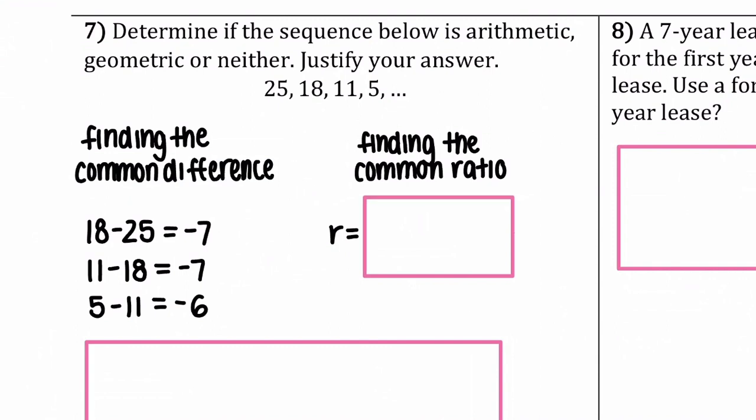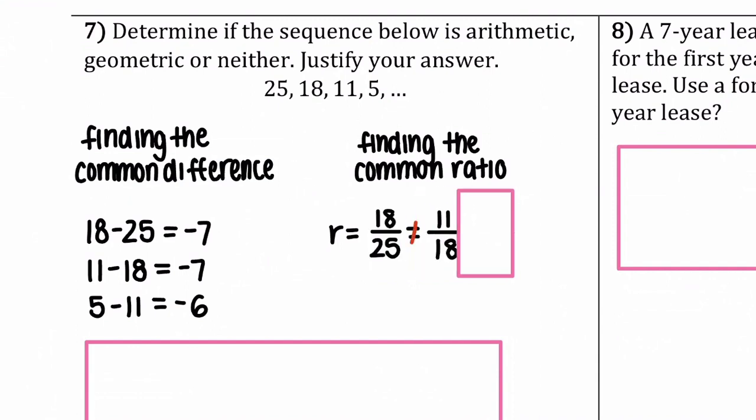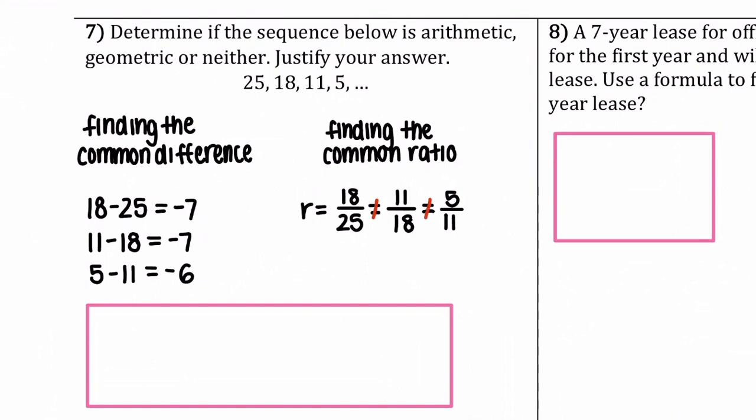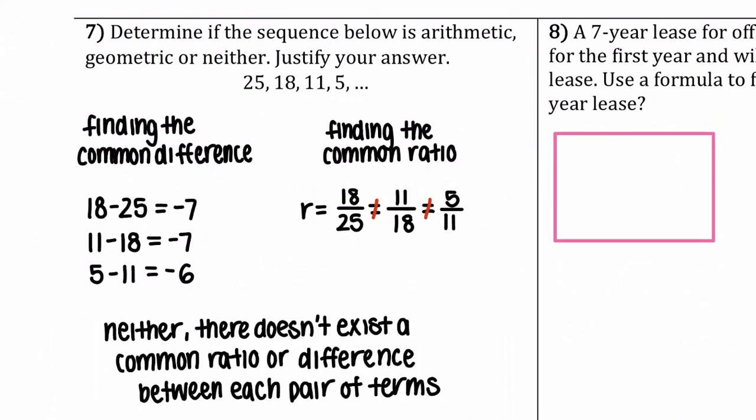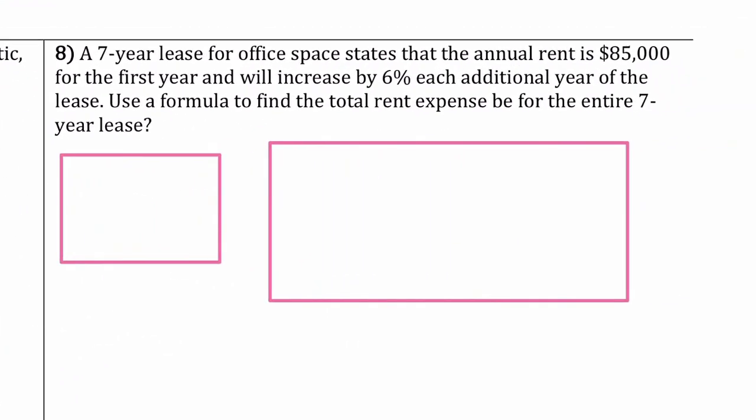Now if we try the common ratio, it's the same idea. We want to see if the ratio between each terms are the same. So we have any term divided by its previous, 18 divided by 25, 11 divided by 18, 5 divided by 11. And if we type that into the calculator, they're not going to be the same. So once again, because there does not exist a common difference or ratio, it's automatically neither. So let's move on to number 8.